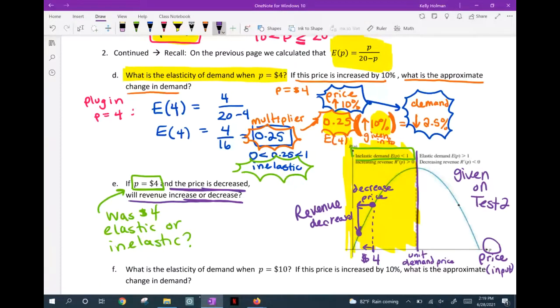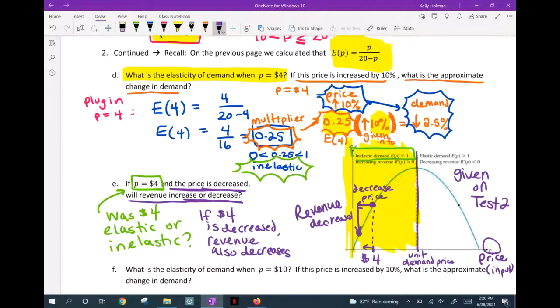So if $4 is decreased, the revenue also decreases. And that's just from reading that graph there. Just reading that diagram that'll be provided will help you think about it, because it's a kind of complicated thing to think about.